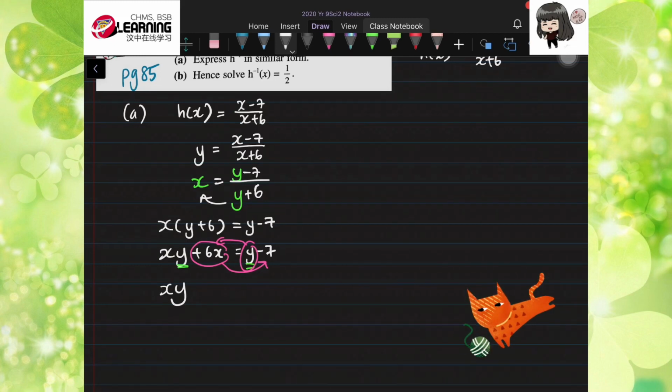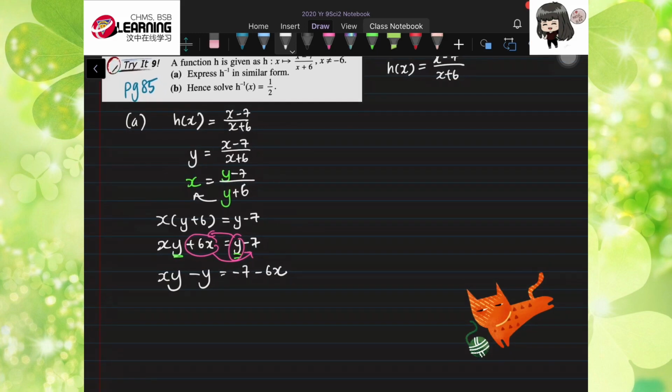So it becomes xy minus y equals to negative 7 minus 6x. Okay, the sign is important. Once you move to the other side, the sign changes from positive to negative, right? So next, you have gathered the y together now, so you factorize the y. You take out the y, so it will become y bracket x minus 1.